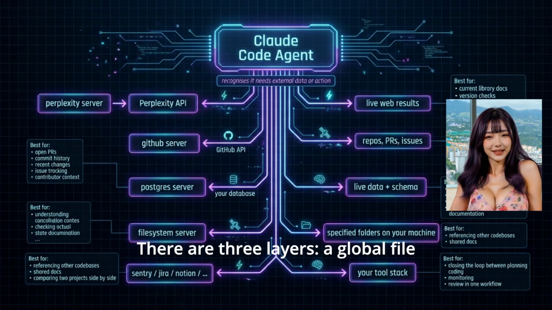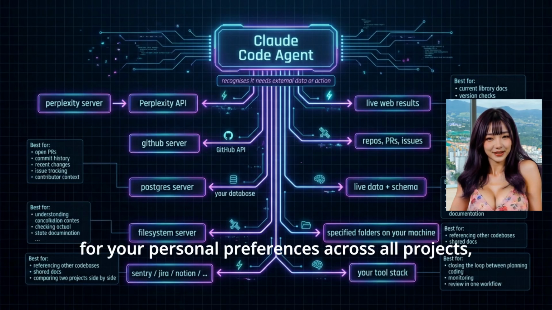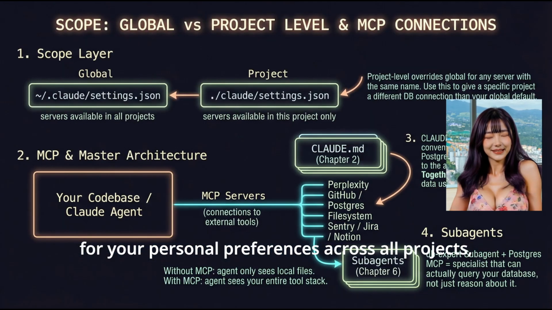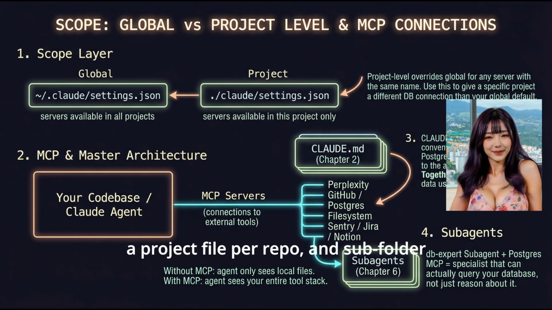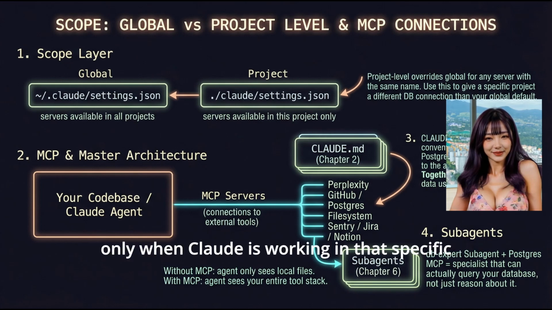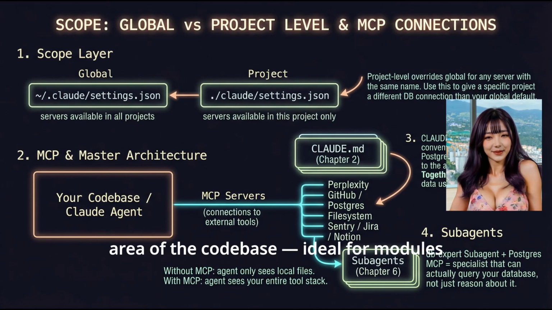There are 3 layers: a global file for your personal preferences across all projects, a project file per repo, and subfolder files that activate only when Claude is working in that specific area of the codebase, ideal for modules with special security rules or unusual constraints.